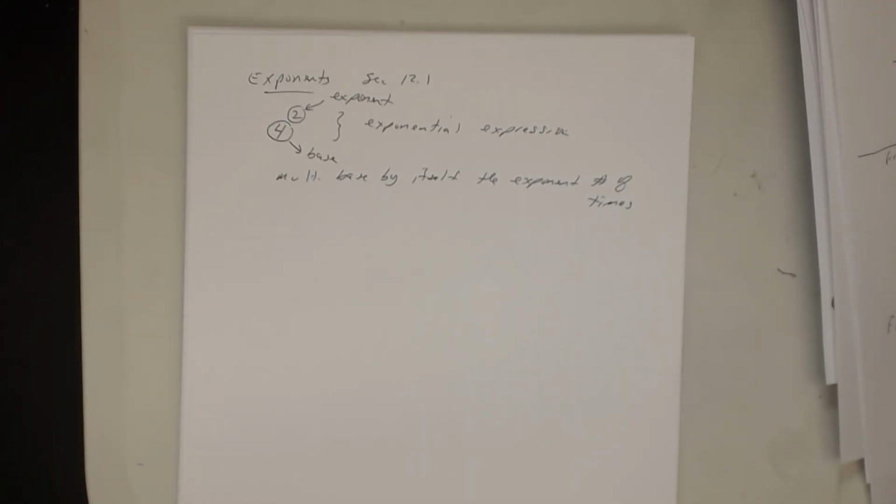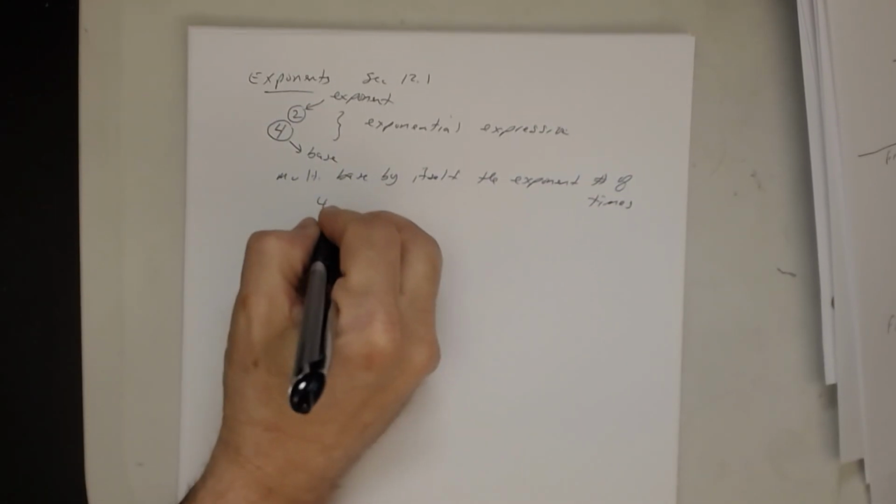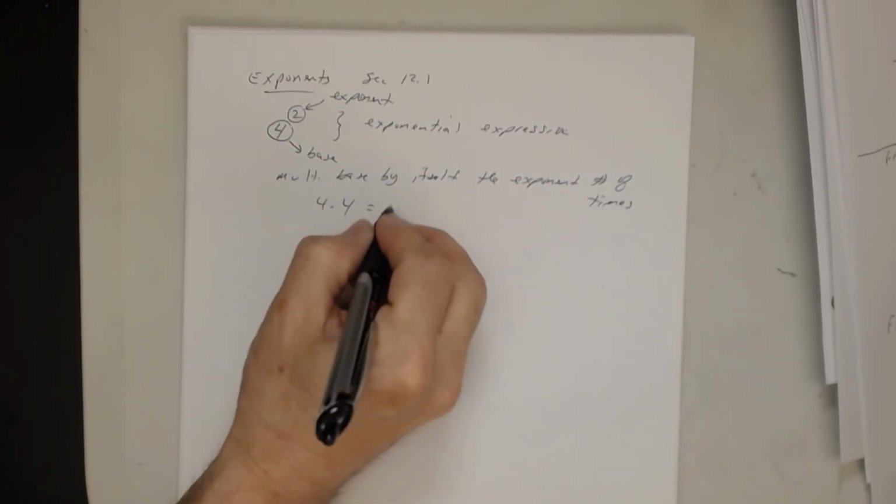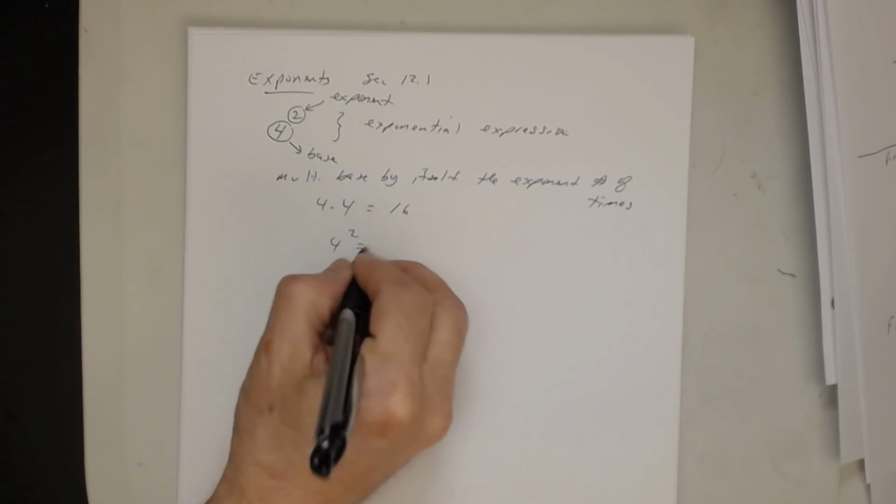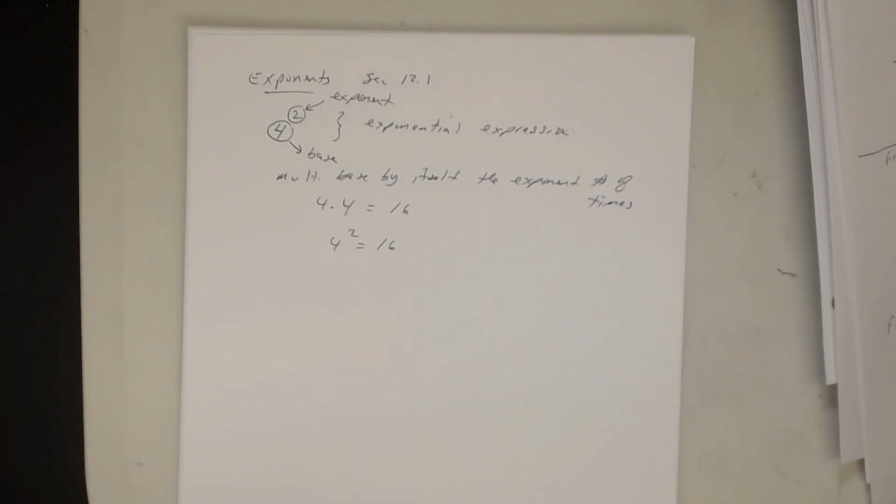Some students, even though we talk about this over and over again, on a test or worksheet, are going to say 4 squared is 8, because they say 4 times 2. That's not what that means. That's 4 to the second power, which means 4 times what? 4. Which is what? 16. So 4 squared equals 16.